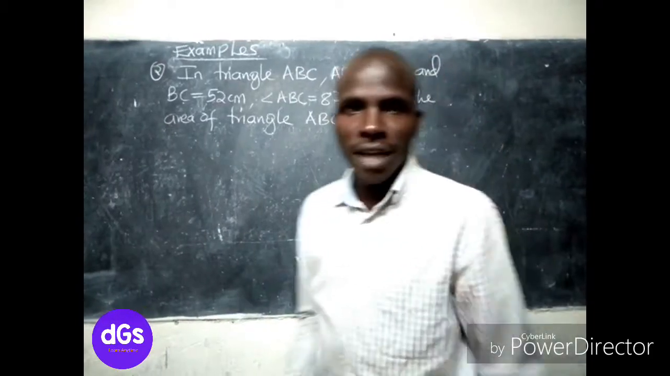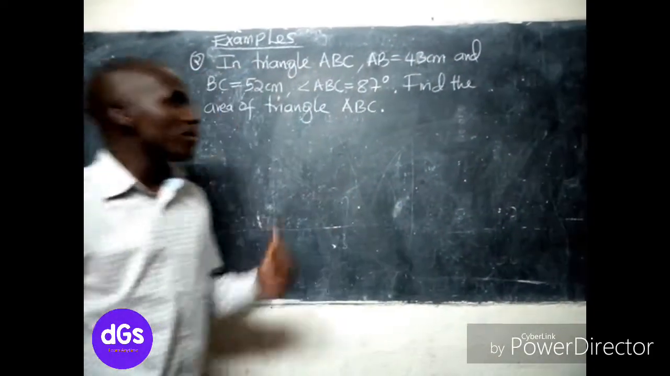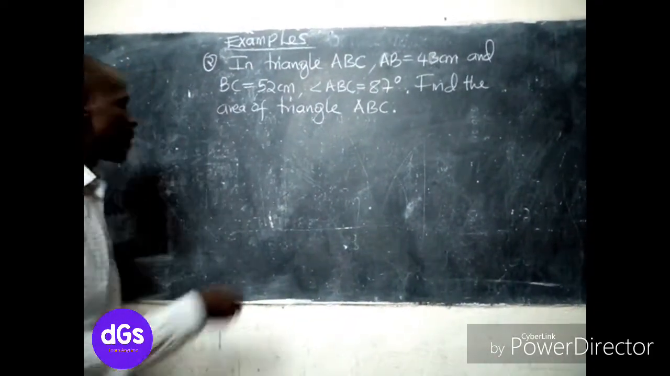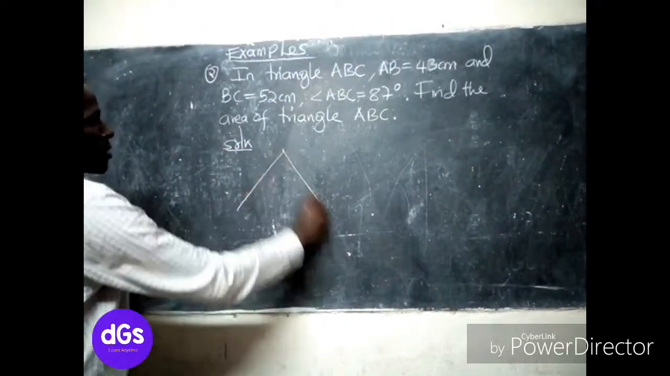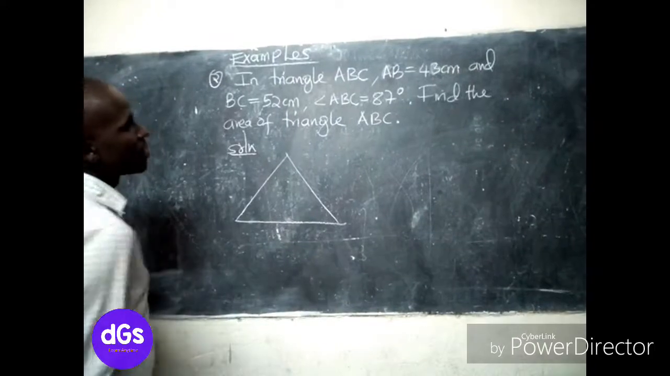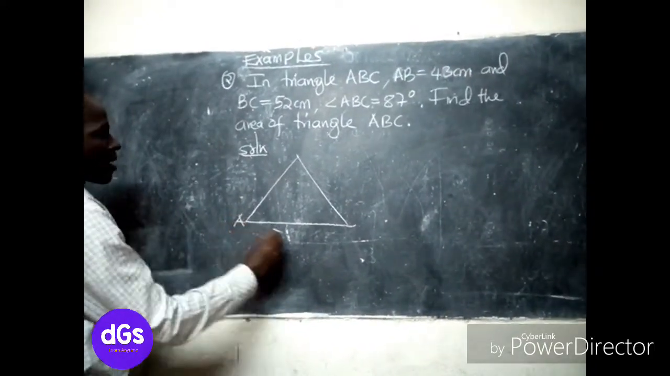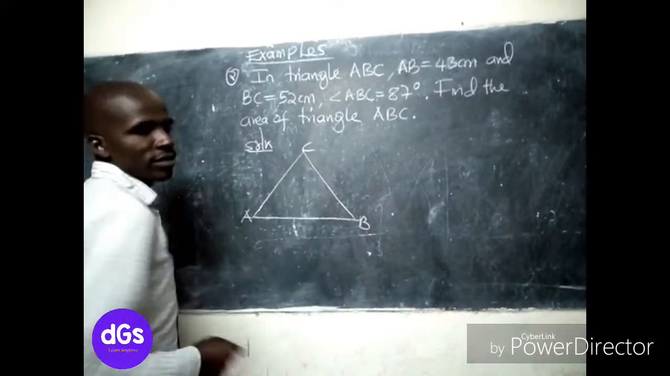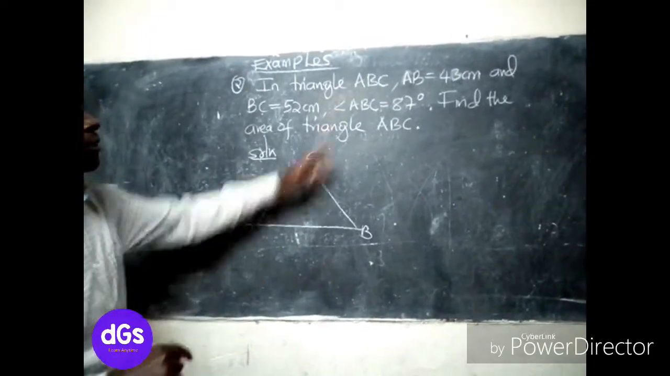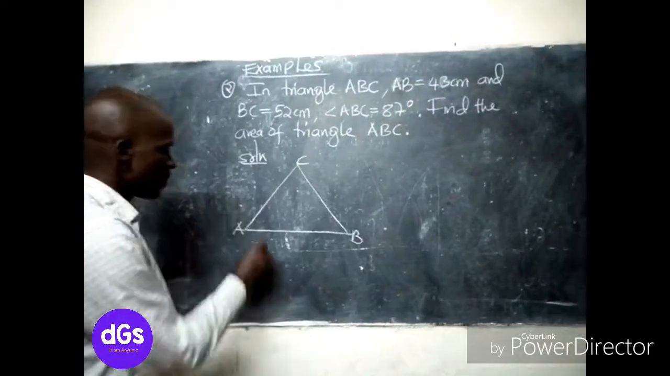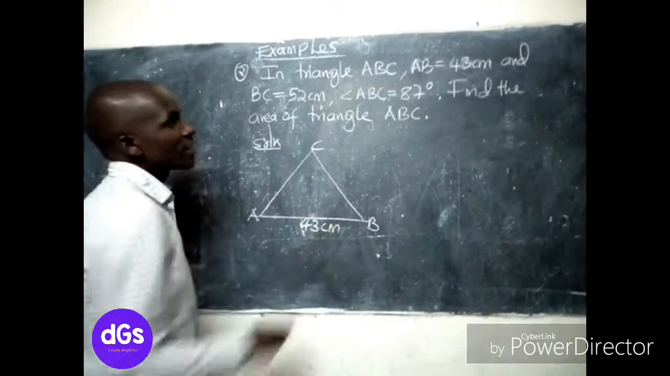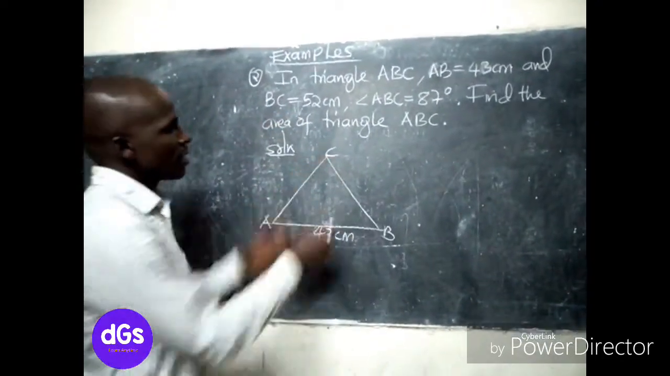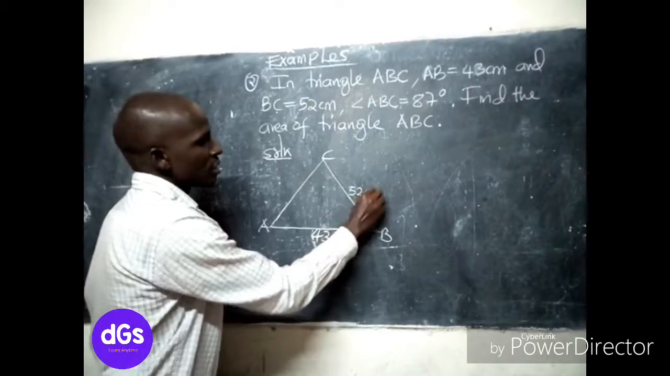Now, we move to apply the formulas which we had talked about. In solving this kind of question, we need first to sketch the triangle. So this is triangle ABC, and you have a sketch of it. Now, AB is 43 centimeters, so this is length AB, 43 centimeters. And then BC is 52 centimeters.